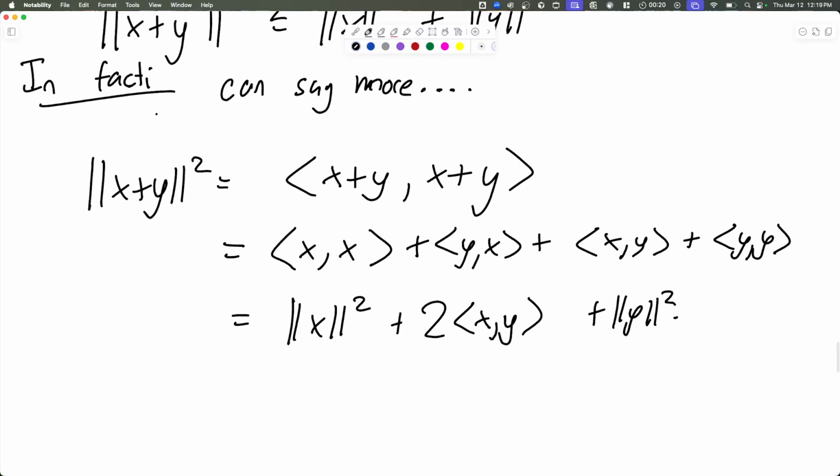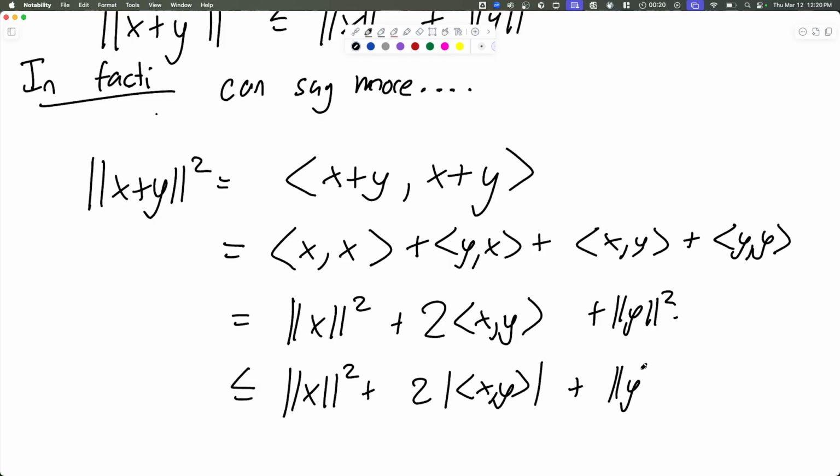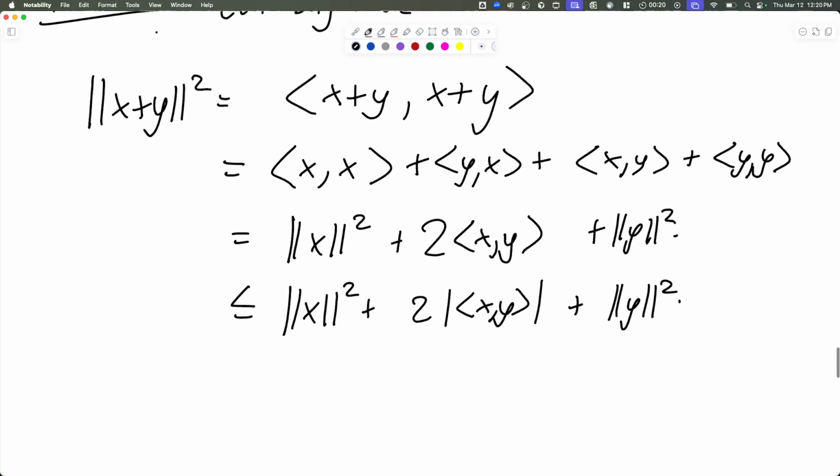And for the 2<x,y>, here's all I have to do: add an absolute value. And now I can apply Cauchy-Schwarz. By Cauchy-Schwarz, you'll see I write dash CS to mean Cauchy-Schwarz.